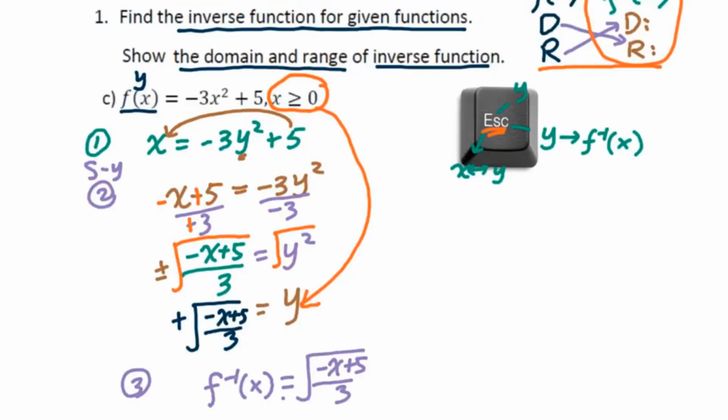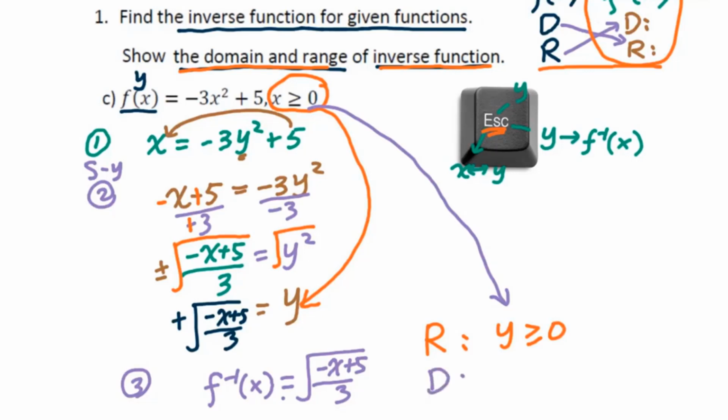We need to figure out the domain and the range of the inverse function. We were already given the domain of our original function. Therefore, we'll get the range. That is y greater than or equal to 0, which we got from here. That's the range. The domain of our original function is the range of our inverse function.